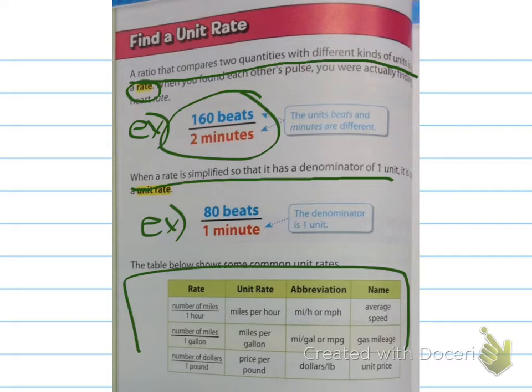It says a number of miles per hour. If we're talking about someone's average speed, we say miles per hour, and that's abbreviated as MPH or MI/H for miles per hour. Same with number of miles in 1 gallon, miles per gallon. That's when we're talking about gas mileage, okay? And they call that MPG for miles per gallon. And then number of dollars per pound, price per pound, unit price is what we would also call that.